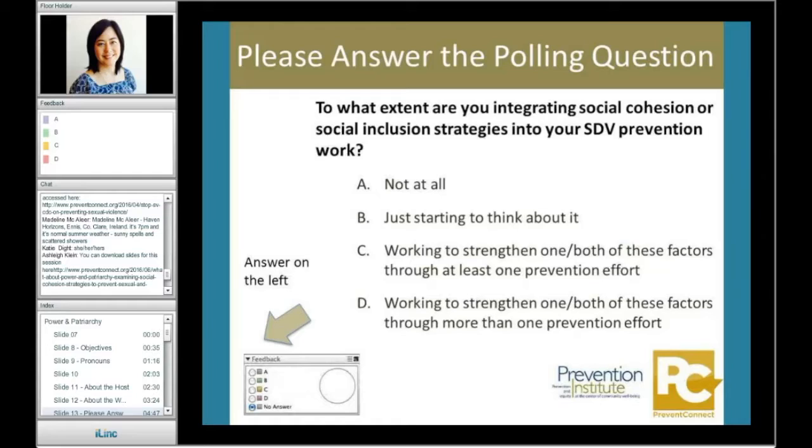And A is not at all, B is we're just starting to think about it, C is we're working to strengthen one or both of these factors through at least one prevention effort, and D is if you're working to strengthen one or both of these factors through more than one prevention effort.